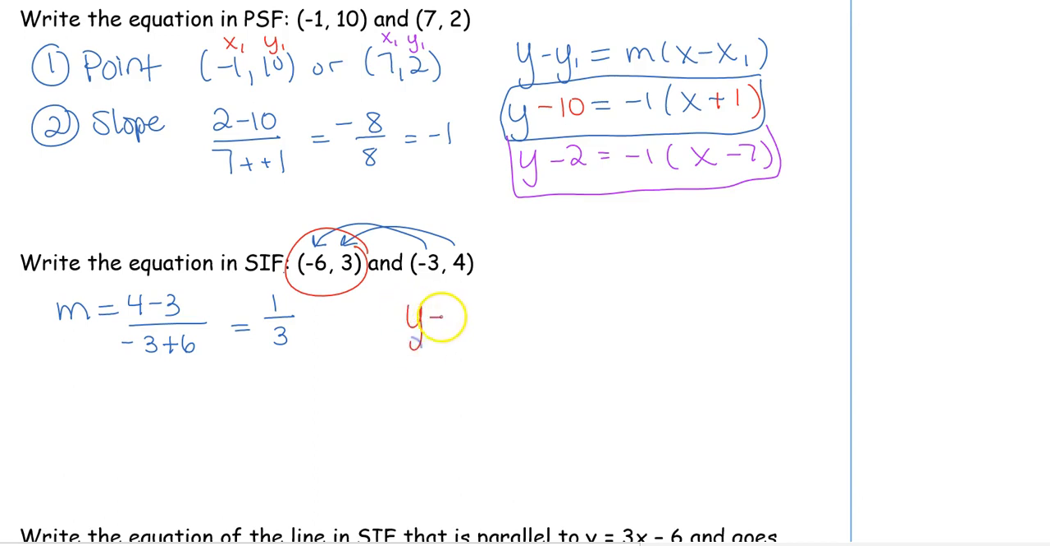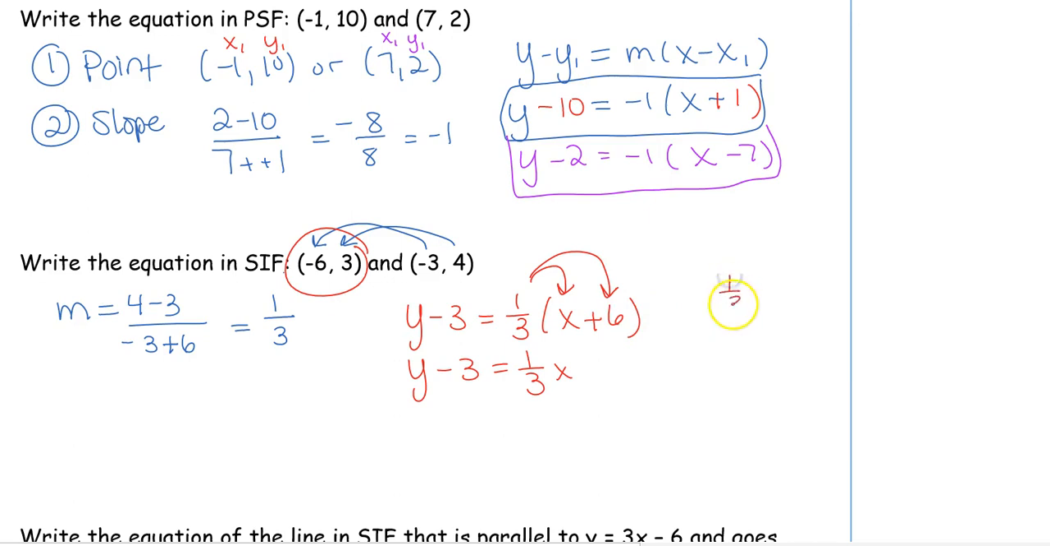So it's y minus the y coordinate of 3 equals the slope, which is 1/3, parentheses x minus a negative 6, which means I'm adding 6. Once I'm in point slope form, I'm going to distribute that slope, giving us y minus 3 equals 1/3 x. 1/3 times 6 is like 6 over 1, so that gives us 6 over 3, which is going to be 2. So this is going to become plus 2.